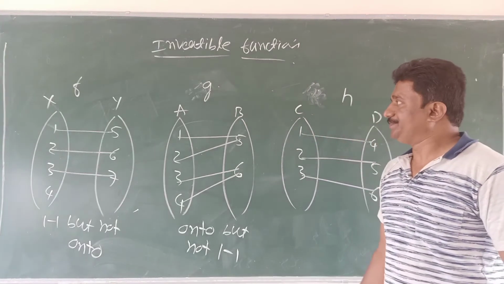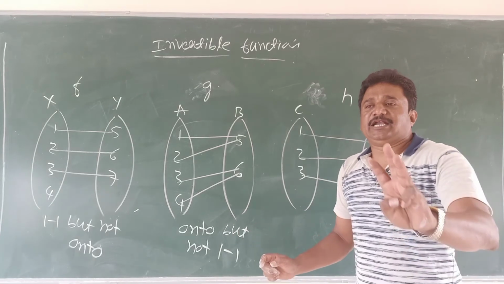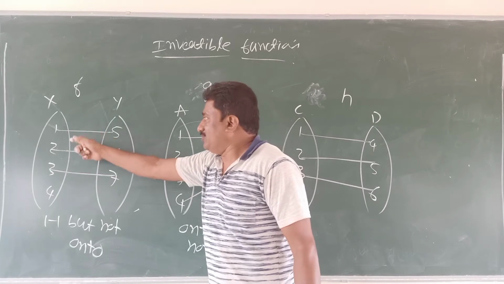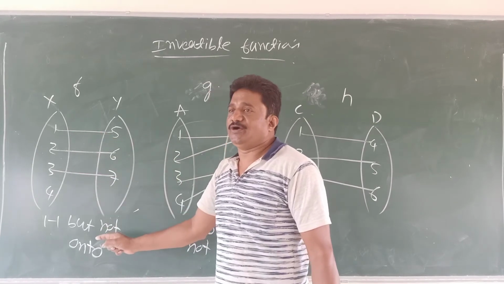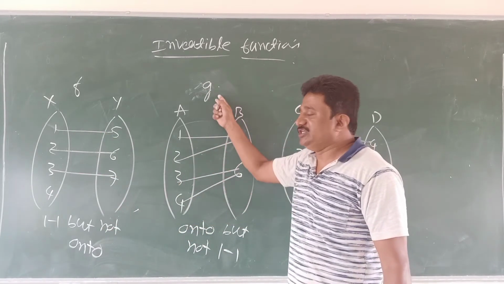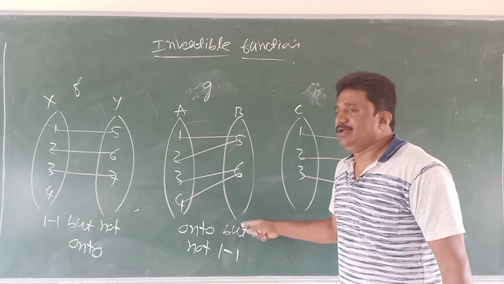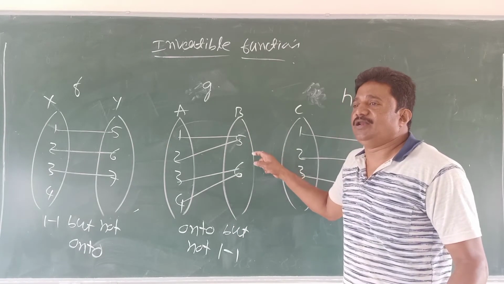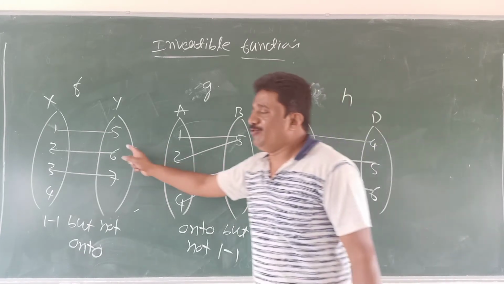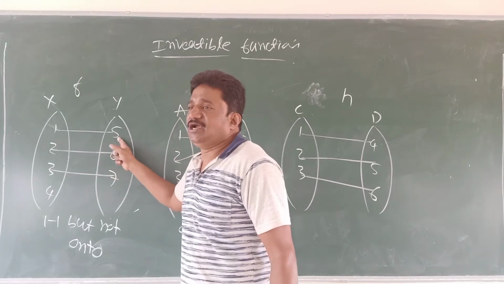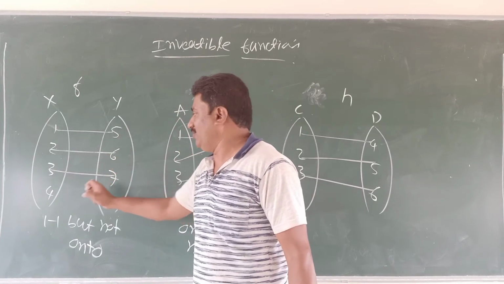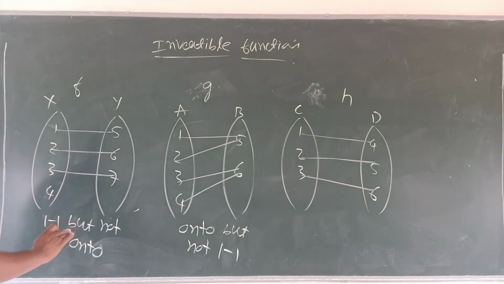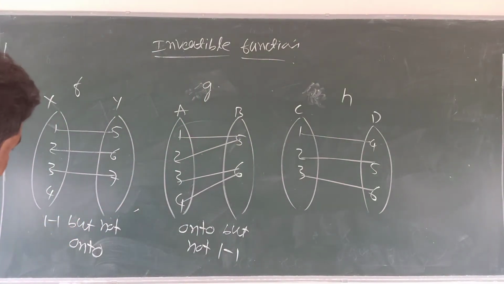Now look at this, friends. Here I am taking three types of functions. The first function is 1-1, but it is not onto. One more, G. G is onto, but not 1-1. Onto means all the elements of the codomain are images. 1-1 means one element is related to only one. One element related to more than one is not a function, right, students?